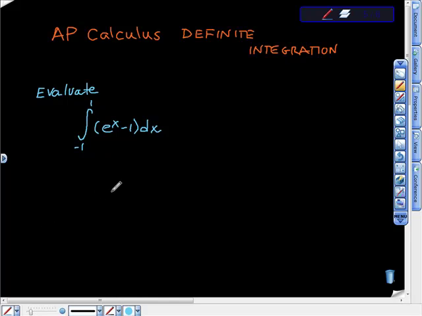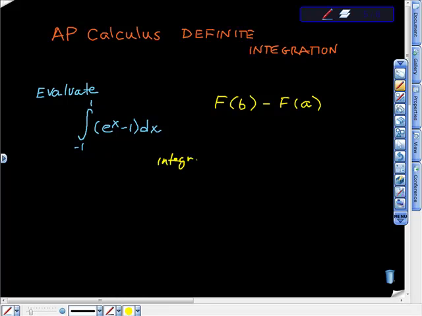AP Calculus, definite integration. Just want to do a couple exercises where we evaluate a couple integrals. Here's one: we're asked to evaluate the definite integral from -1 to 1 of e to the x power minus 1 dx. I think we can go straight to integration and evaluation, can't we? Remember that what we're hoping to get to is the fundamental theorem of calculus. This is our goal, and I think it's good to start with our goals in mind here. So I'm going to go ahead and integrate.